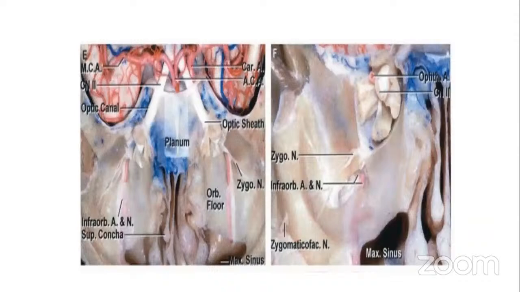In the other diagram, showing the superior view of both of the orbits, the roof of the maxillary sinus forms the orbital floors. So in this diagram, the roof of both maxillary sinuses forms the floors of the orbits.